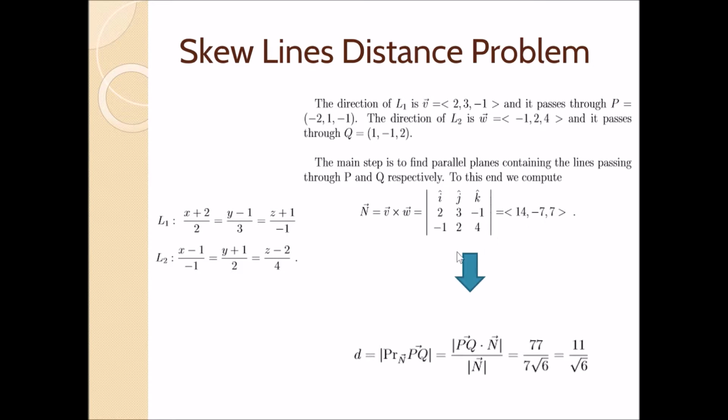You can then use this in the projection form to find distance. The distance will equal the projection of PQ onto N. Go back if you don't remember exactly what the projection form is, but you can see here that it's going to be the magnitude of PQ dot N divided by the magnitude of N. And you can see that it just simplifies to 11 over root 6.